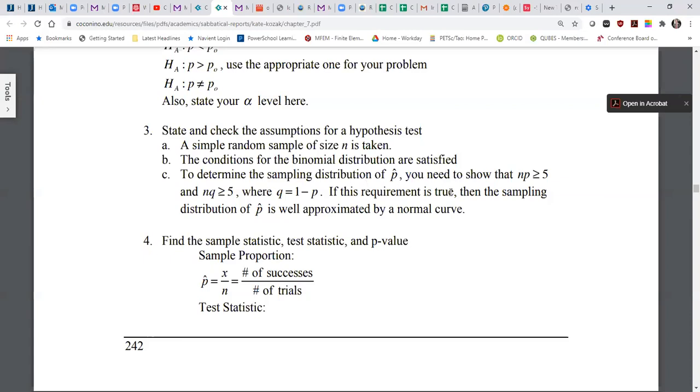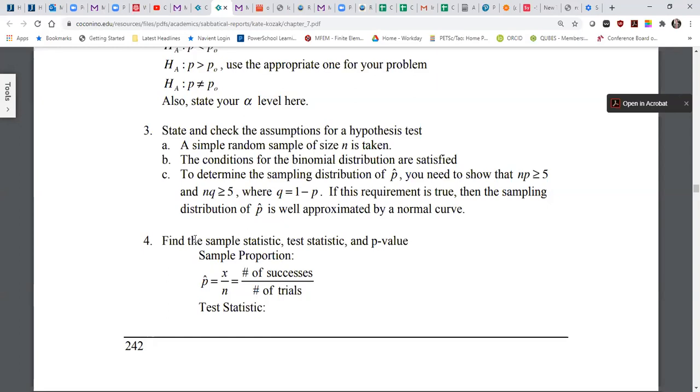And C, to determine the sampling distribution of p hat, you need to show that np is greater than or equal to 5, and nq is also greater than or equal to 5, where q is equal to 1 minus p. So if this requirement is true, then the sampling distribution of p hat is well approximated by the normal curve.